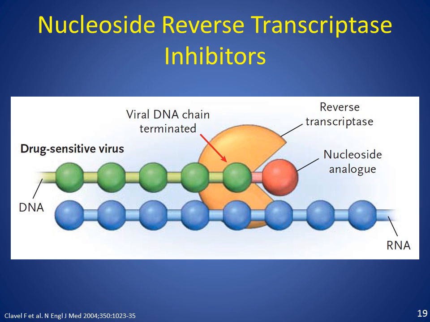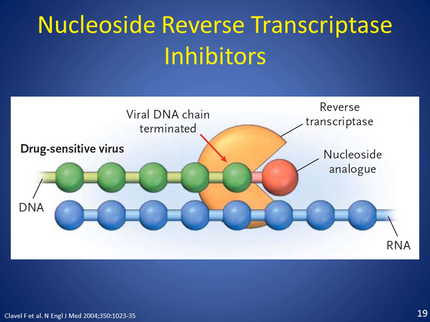Here you can see the reverse transcriptase enzyme as the kind of Pac-Man shape there in the middle of the picture. This reverse transcriptase enzyme moves along the RNA, which is the blue circles along the bottom. Every time it comes up to a blue circle, it finds a green circle to add to the top of it. This converts the RNA into DNA. These nucleoside reverse transcriptase inhibitors look very much like the building blocks of the DNA, only again they have a slightly different shape. The reverse transcriptase enzyme takes the medication and includes it into the DNA because it looks very similar to the pieces of the DNA.